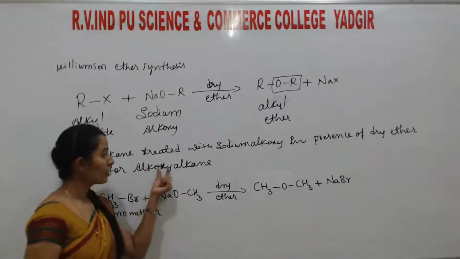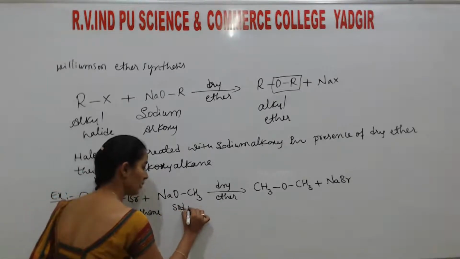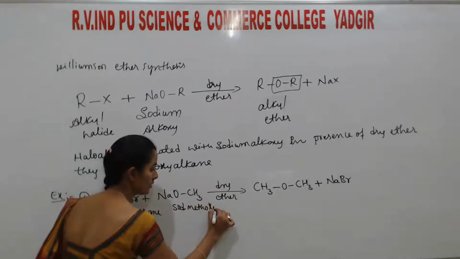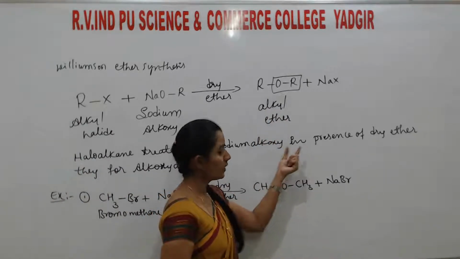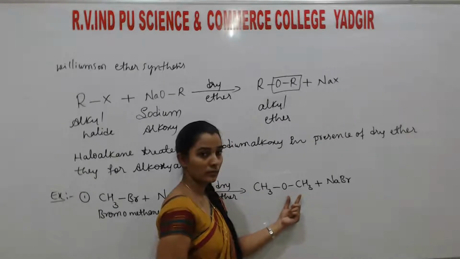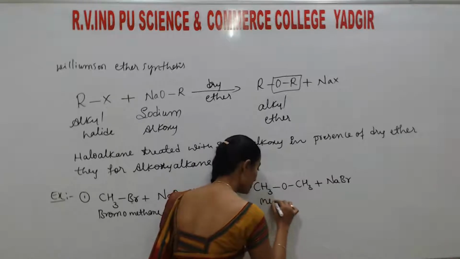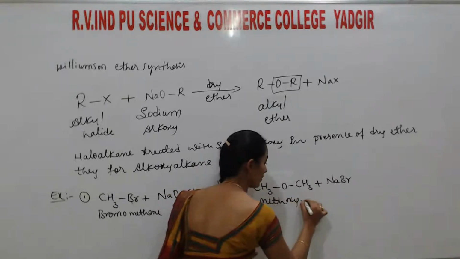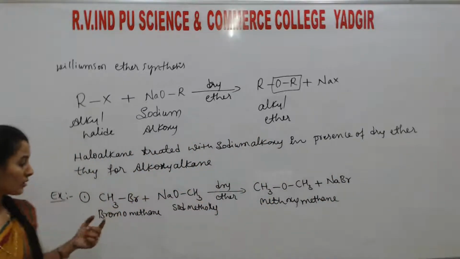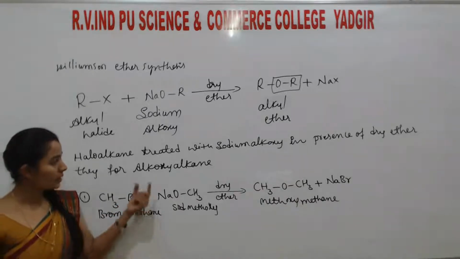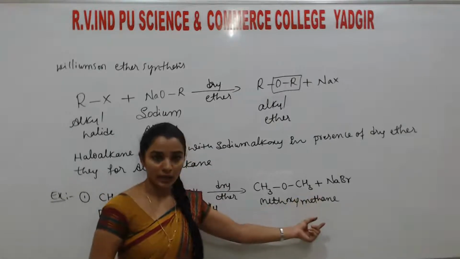This is sodium alkoxide, so this one is sodium methoxide. I write only sodium methoxide like that. This one is alkoxy alkane, means in the place of the alkyl group, what is it? Methoxymethane, plus sodium bromide. So this is the name. So students, bromomethane treated with sodium methoxide in the presence of dry ether forms methoxymethane. It is an ether.